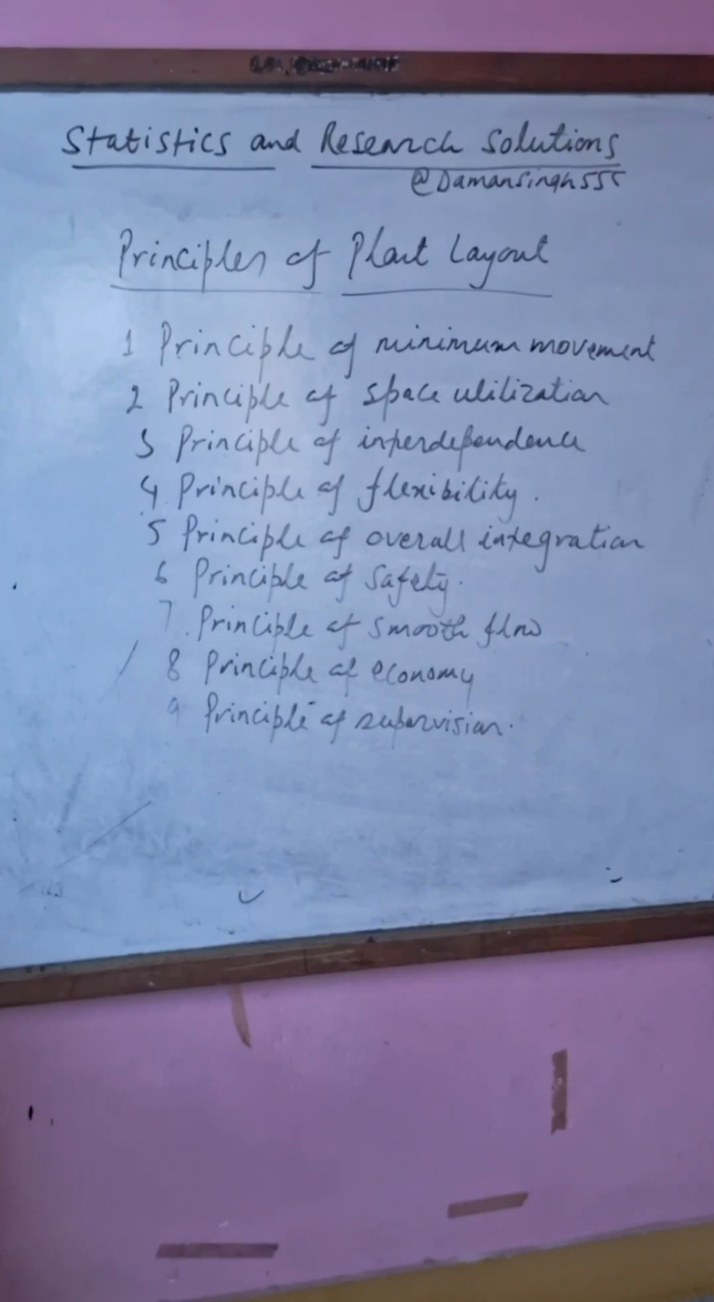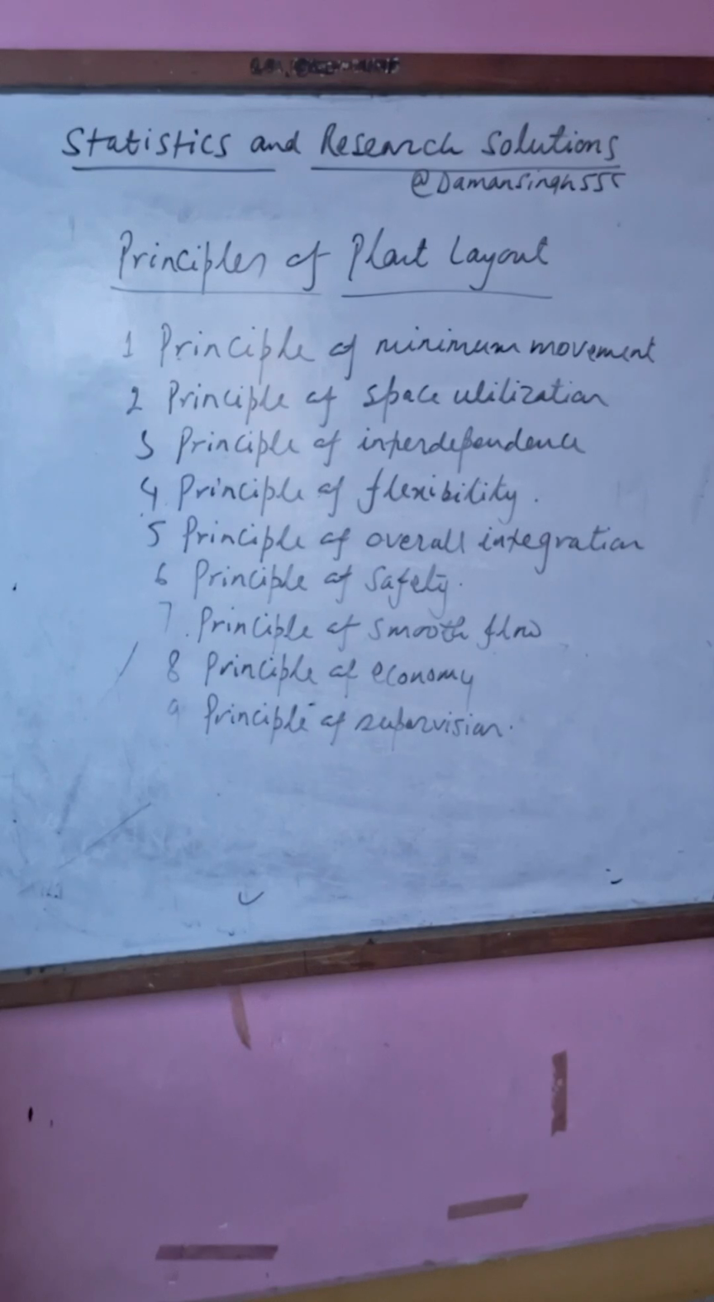And principle of smooth flow, that the flow of work is very smooth. It should not break. There is continuous production process going on. If the production process is continuously going on, then there is cost maintenance as well as utilization of resources, and there is no misuse of raw material.